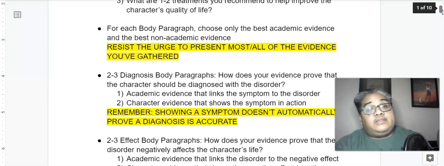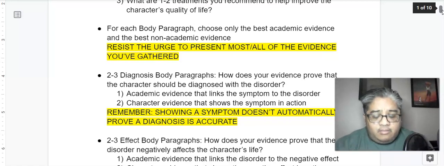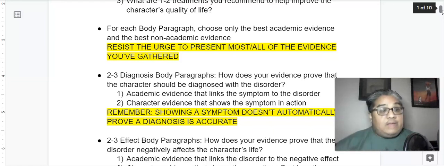Again, we're writing an argument. And I always think that the best approach to making an argument is presenting only the best evidence that you have, the strongest evidence that you have. By that, I generally mean the best evidence is the evidence that helps you to prove the point that you want to make, whatever that point may be.